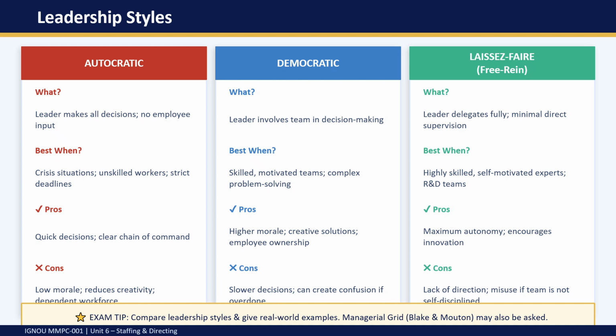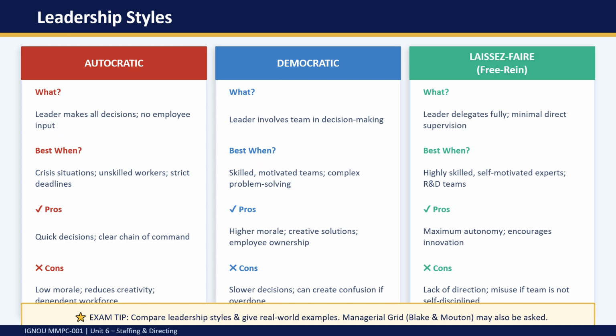Maslow's hierarchy of needs proposes that human needs are arranged in a five-level pyramid and that people are motivated by unsatisfied needs. At the base are physiological needs: food, shelter, pay. Above that are safety needs: job security, health insurance. Then come social needs: belonging, teamwork, friendship. Next are esteem needs: recognition, status, respect. At the top is self actualization, the need to reach one's full potential through creative and meaningful work.